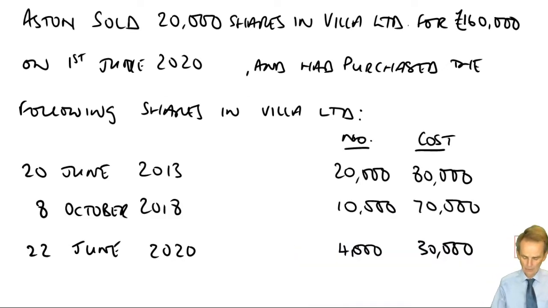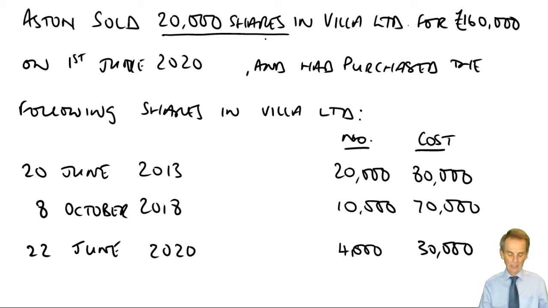Okay, well, hopefully you got the right dates and numbers resurrected here in relation to this example. So let's see how we attack it. The requirement would be to compute the chargeable gain arising on the disposal of these 20,000 shares in Villa Limited for £160,000 on the 1st of June 2020.